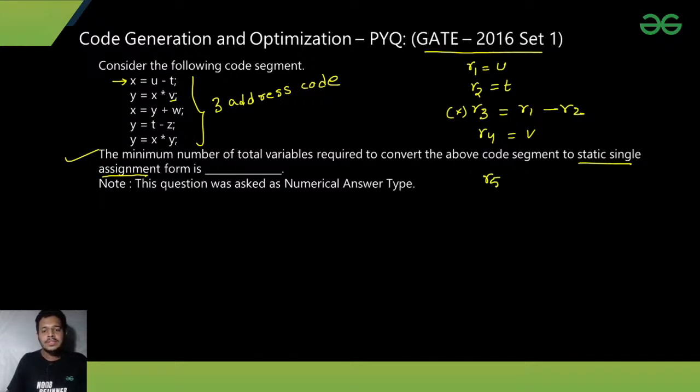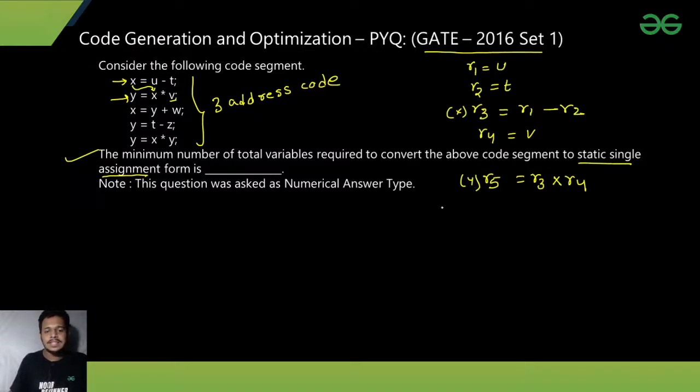Now let's talk about R5. R5 is taking what? It is taking the value of X, which is in R3, and multiplying with B, which is in R4. So this statement is also completed. This is basically Y, it is representing Y.